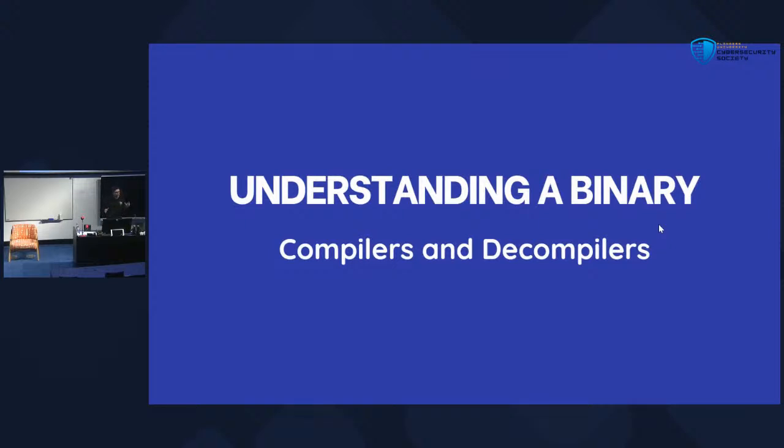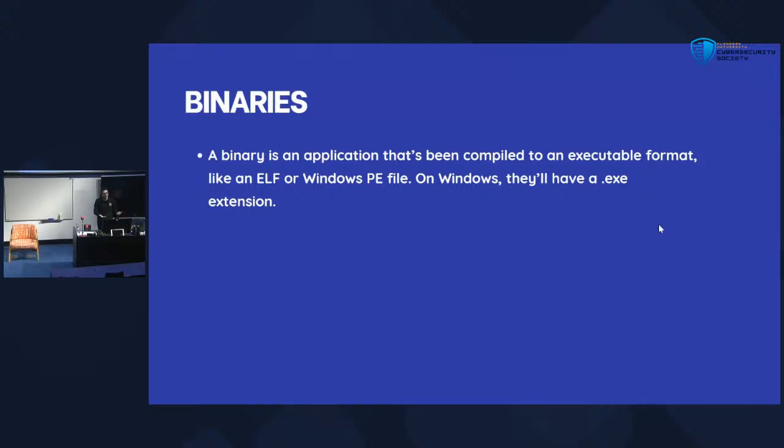Now, we've been throwing around this term of binary for an executable, and let's actually see what does binary mean. So a binary is just an application that's been compiled to an executable format. So that's ELF on Linux or a Windows PE file on Windows. And on Windows, they'll often have a .exe extension.